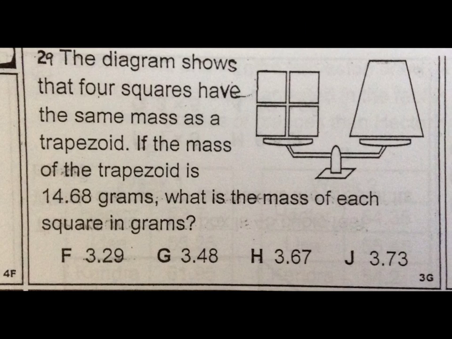Number 29. The diagram shows that 4 squares have the same mass as a trapezoid. If the mass of the trapezoid is 14.68 grams, what is the mass of each square in grams?